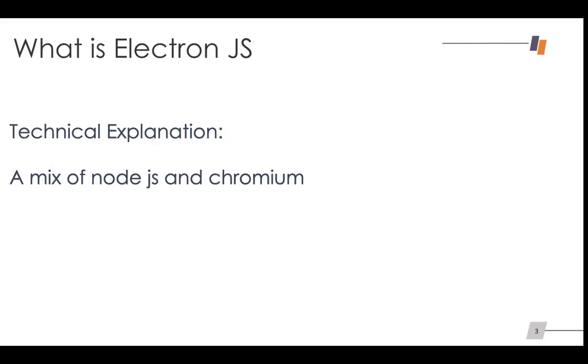Now, the technical explanation of Electron is this. It is a mix of Node.js and Chromium. Node.js is a JavaScript runtime that allows you to write JavaScript code and run it outside the browser. So you can run it on a mobile device, on the desktop, and that's what Node.js is. Now, Chromium is a browser engine that is used by some of the most popular browsers out there. Chrome uses the Chromium engine, and most of the browsers are now using the Chromium engine as well. So Electron is a combination of Node.js and Chromium.